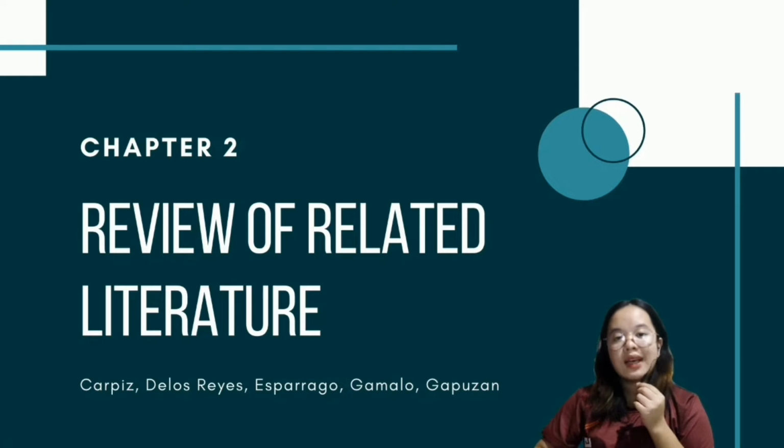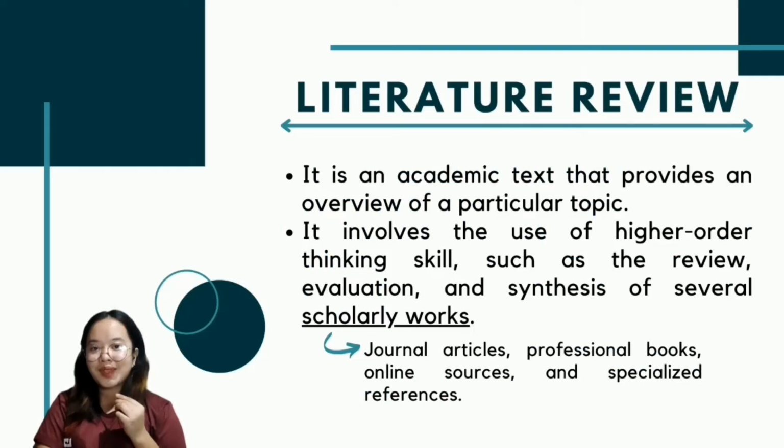We are going to discuss chapter 2, Review of Related Literature. What is a literature review? A literature review is an academic text that provides an overview of a particular topic. It helps identify what is known and not known about a certain subject of study.